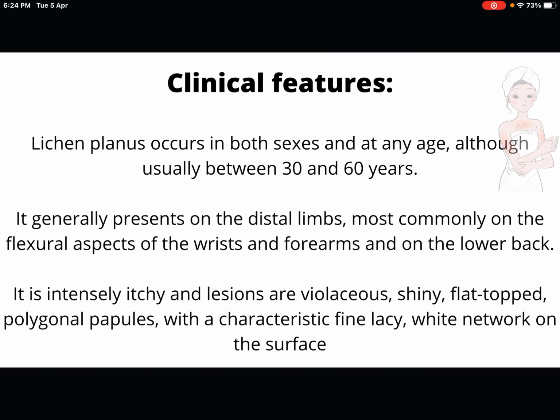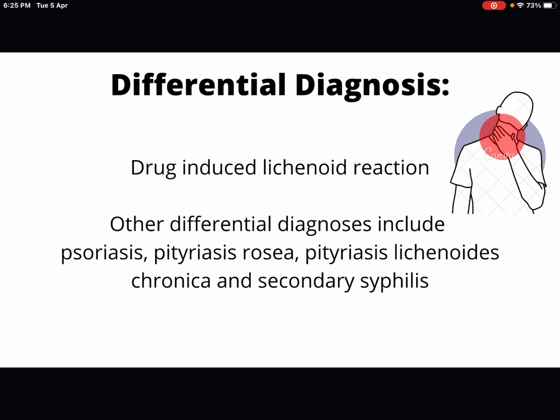So I guess it's clear. Once again, I will tell the clinical features. Lichen Planus can occur in both sexes at any age, but mostly it is seen in 30 to 60 years of age, and is generally present on the distal limb, more commonly on the flexure aspects of the wrist and forearm, and also on the lower back. It is intensely itchy and the lesions are violaceous, shiny, flat-topped polygonal papules with a characteristic fine lacy white network on the surface.